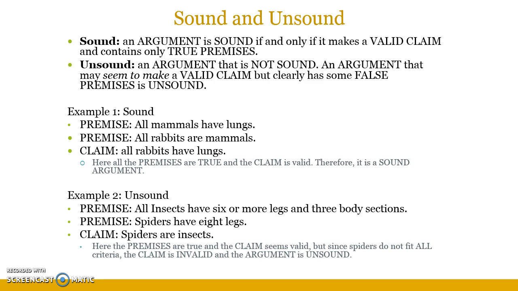Example 2. Unsound. Premise: All insects have 6 or more legs and 3 body sections. Premise: Spiders have 8 legs. Claim: Spiders are insects. Here the premises are true and the claim seems valid, but since spiders do not fit all criteria, the claim is invalid and the argument is unsound.